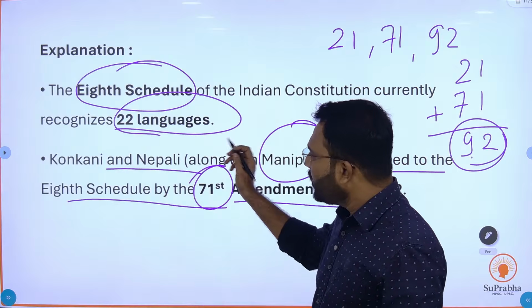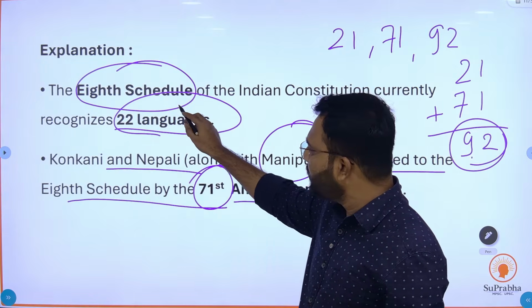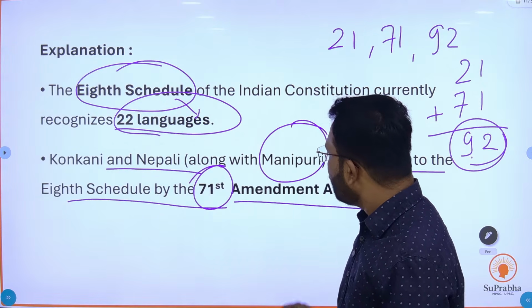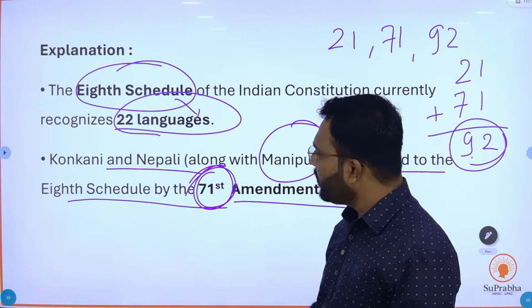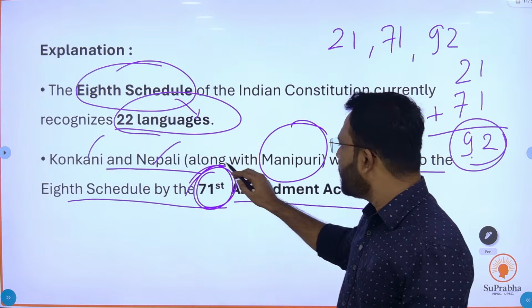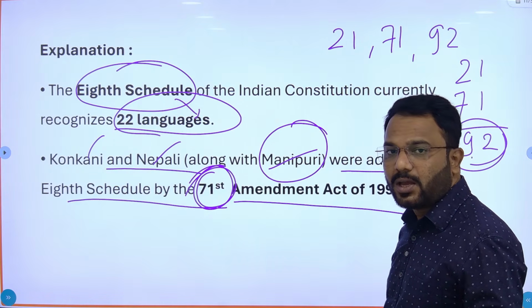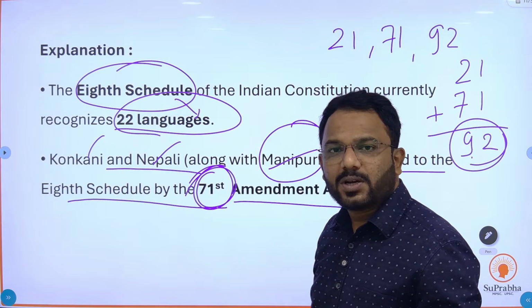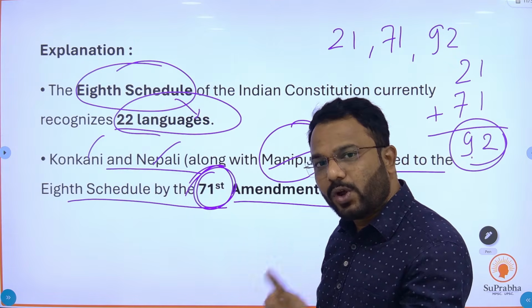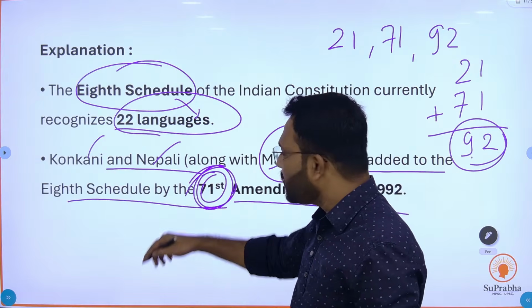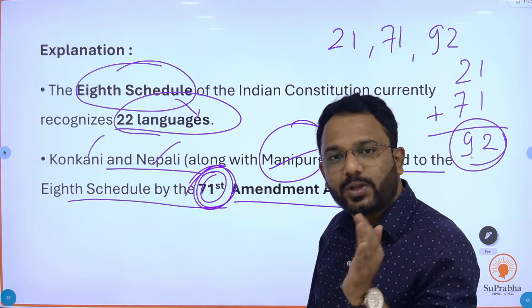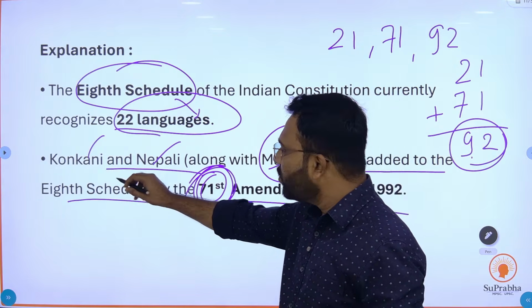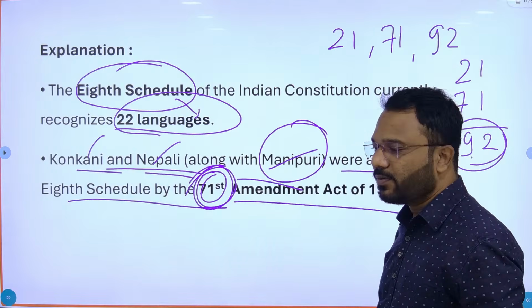So what we have understood is that the 8th Schedule has 22 languages. In the 71st Amendment, Konkani, Nepali and Manipuri were added. This is important because in the near future they might ask which of the following languages were added by the 71st Amendment Act to the 8th Schedule, and the right answer would be Konkani, Nepali and Manipuri.